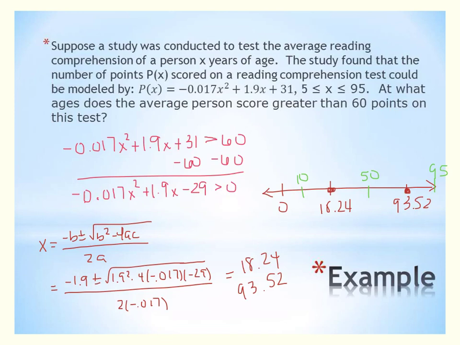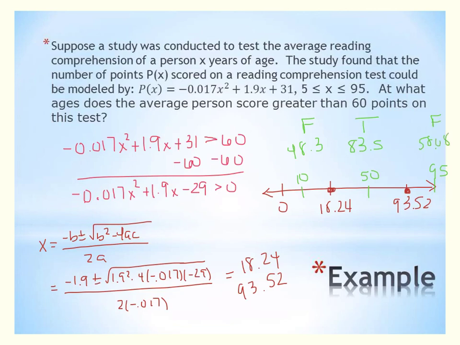So a 10-year-old is going to get a score of 48.3, and so that's not greater than 60. A 50-year-old is going to get a score of 83.5, so that would be a true. That is greater than 60. And then a 95-year-old is going to get a score of 58.08, so false. That's not greater than 60.